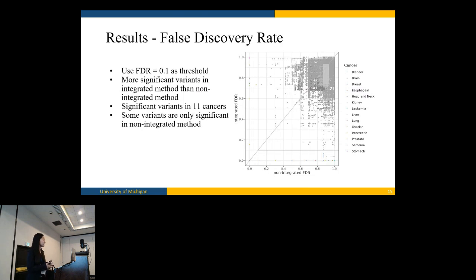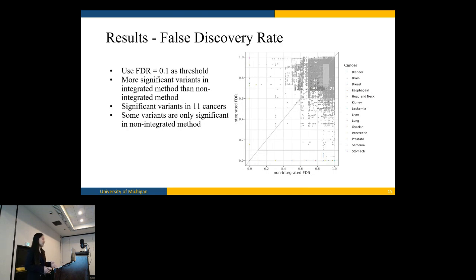Then we calculate the FDR of each variant and make this plot. So we use 0.1 as the threshold, and you can see that there are a lot of points at the bottom right, which means these variants are significant in the integrated method. But some dots at the top left are variants that are significant in the non-integrated FDR. So you can see that there are more dots at the bottom right. It means that our integration method finds more significant results.